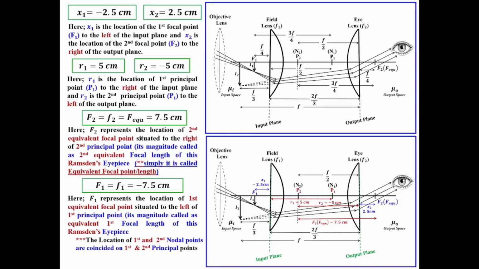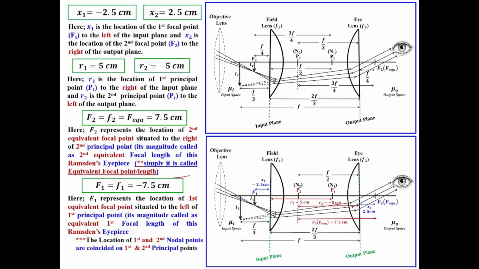But again I wrote it with a star mark. Simply it is called the equivalent focal length. This F2 in general is called the equivalent focal length of the optical system. Now what is the importance of this F1? Here the F1 value is nothing but 1 by C. By considering 1 by C, we found minus 7.5 centimeter.